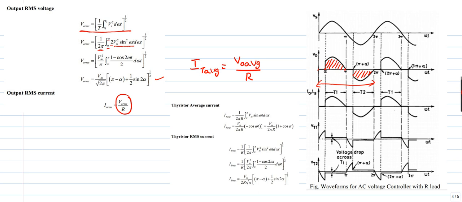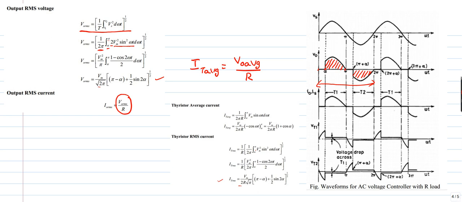Anyway, this R is here, so in this way we can calculate the thyristor average current. Now when it comes to the RMS component, it is V0 RMS by resistance. However, there is no multiplication factor of 2 because each thyristor conducts for only one half cycle. So for ITrms, if you carefully observe, the difference is root 2 in the denominator. Both are more or less the same, except that one is for a complete cycle and the other is for half cycle. So these are the thyristor average current and thyristor RMS current.